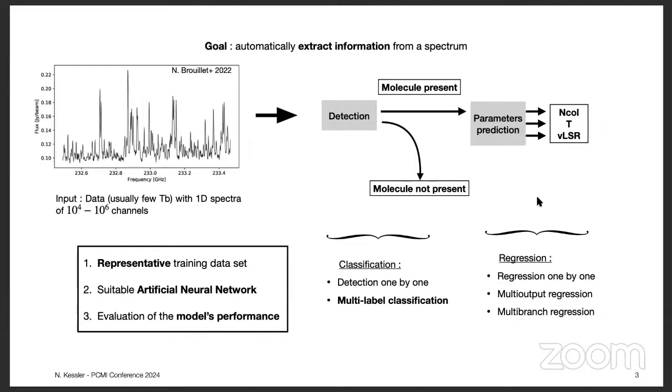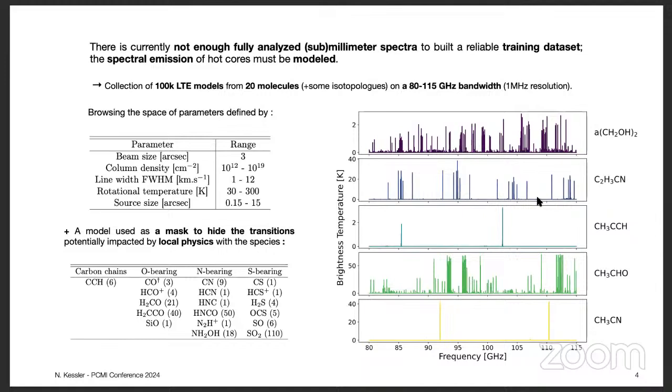But today, I will only talk about multi-label classification and the three main points that are needed to develop such a method, which are training datasets, the artificial neural network itself, and the evaluation of the model performance. Unlike some other fields that can work with only observations, we do not have enough fully analyzed millimeter and submillimeter spectra to build a reliable training dataset. So we have to model the spectral emission of hot cores, and we do this with LTE models.